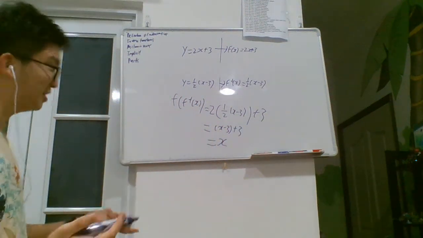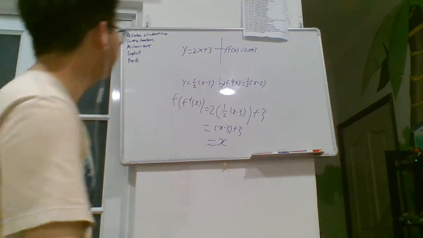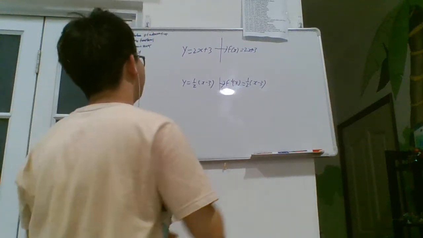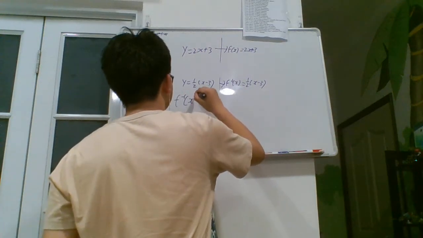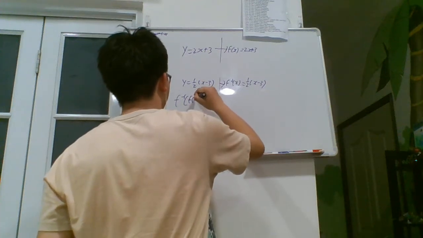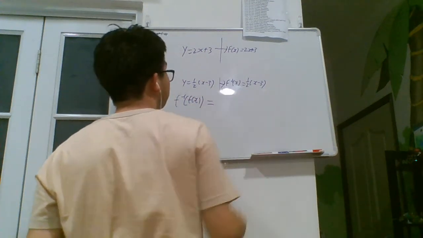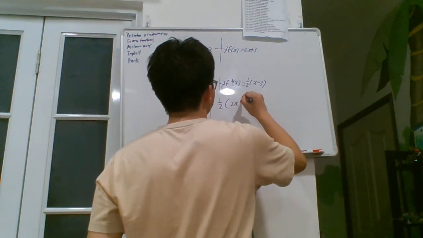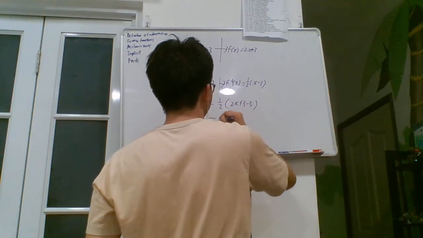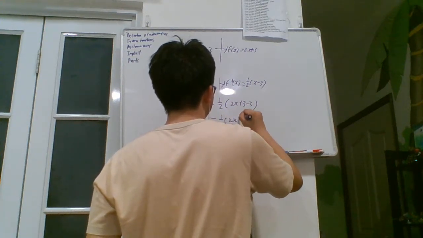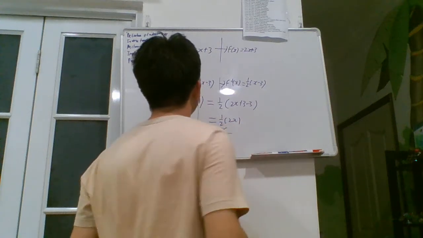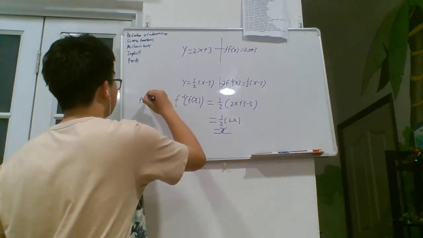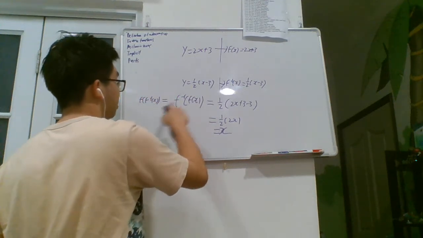Okay, interesting, right? What if we do the opposite? What if instead we do f inverse of f(x)? Let's sub this into this. Half of 2x plus 3 minus 3 equals half of 2x, which equals x. As you realize, this is equal to this, which is equal to x.